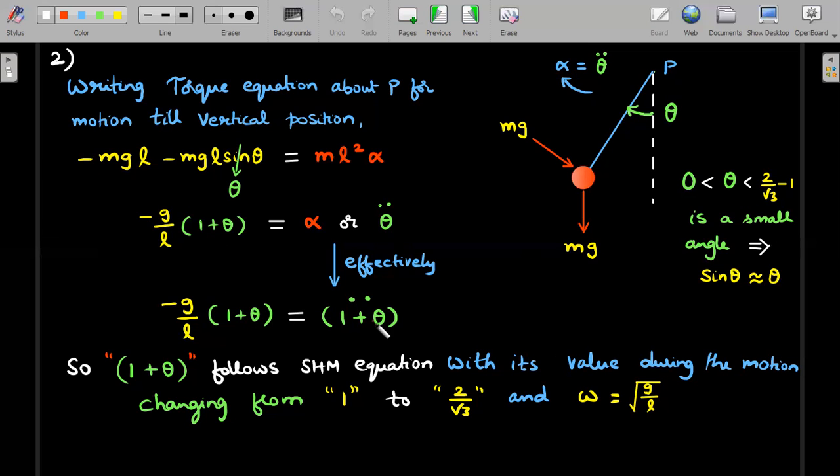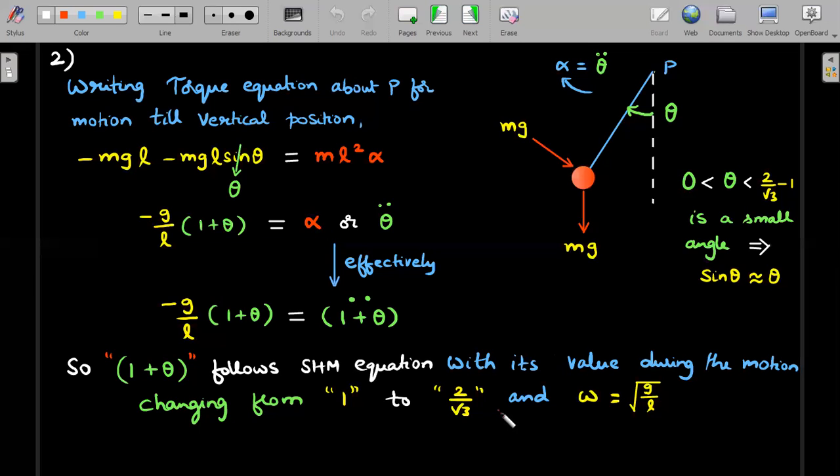So once you write this, you realize 1 plus theta is a new variable which follows the SHM equation. Remember, any double dot equal to a minus constant times itself is a SHM equation, right? With its value during the motion changing from... Now ask yourself, as theta changes from 0 to 2 by root 3 minus 1, what does the variable 1 plus theta during this motion change from? I think 1 plus theta's lowest value during the motion is 1, and the highest value would be 2 by root 3. So you are looking at an SHM equation variable whose value is changing from 1 to 2 by root 3. For this, you need to calculate the time duration. And the omega of this equation is square root of g by L, which is a basic understanding.